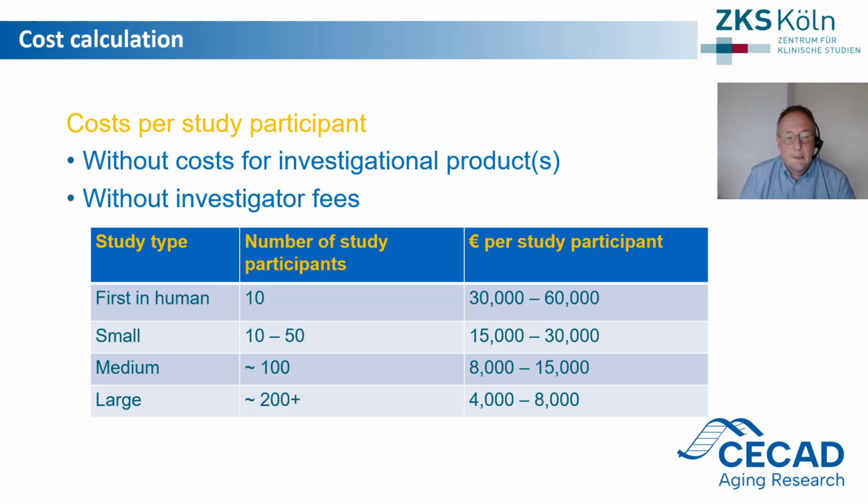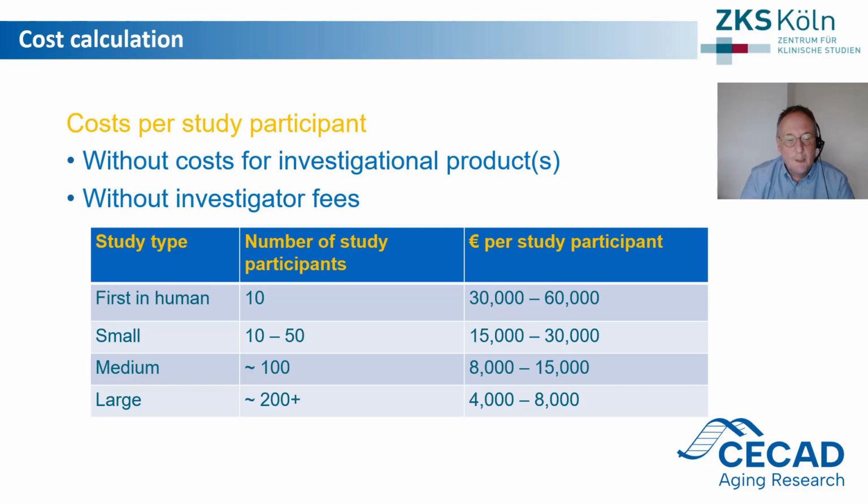What you can do is have an idea what a clinical trial costs, not overall, but per study participant. So if you keep out of this the costs for the investigational products and the investigator fees, you're going to see that small clinical trials are way more expensive than large clinical trials, and the most expensive clinical trial is a clinical trial that is done first in human. So if you think about a trial in the range of 10 patients, then you're going to end up with 30,000 to 60,000 euros per study participant.